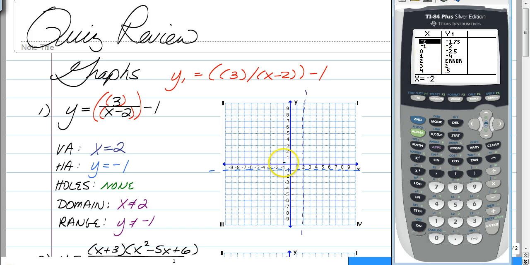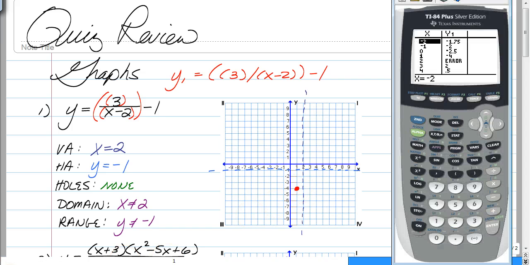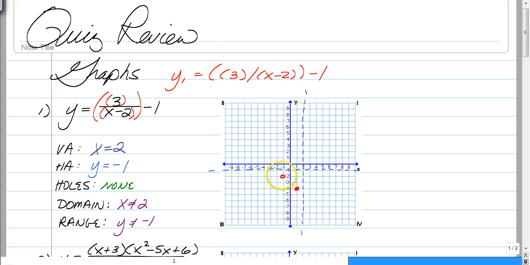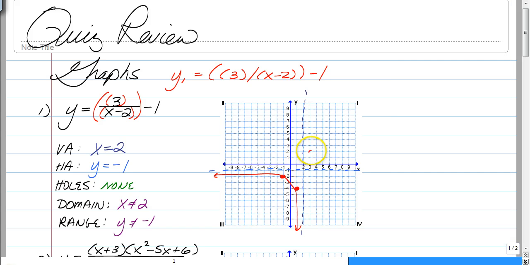So we can see that we have a 1, negative 4. And what else did we have? It looks like we also have a negative 1, negative 2. And here goes this side. And then if we bring the calculator back and look to the right of 2, looks like we're going to have a 3, 2. Calculator went a little crazy. And a 5, 0. So we've got 3, 2, 5, 0. And here you go.